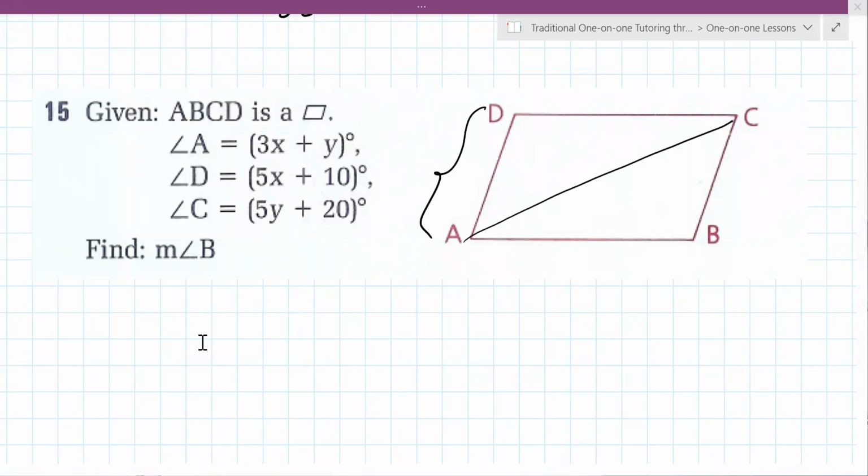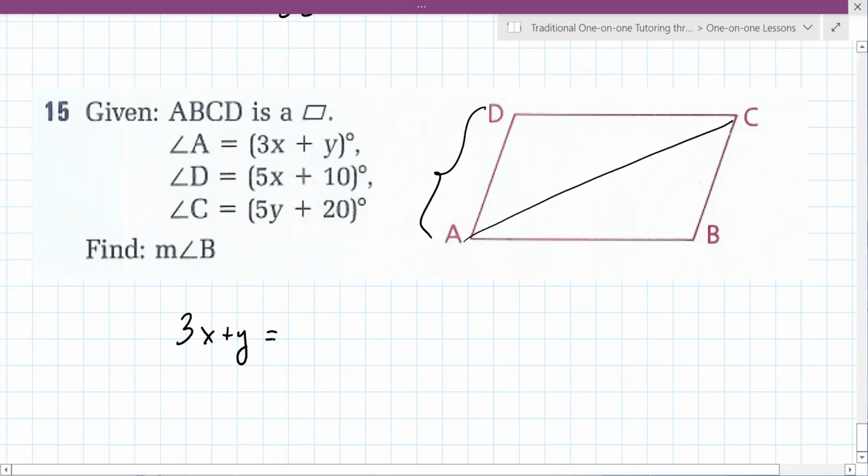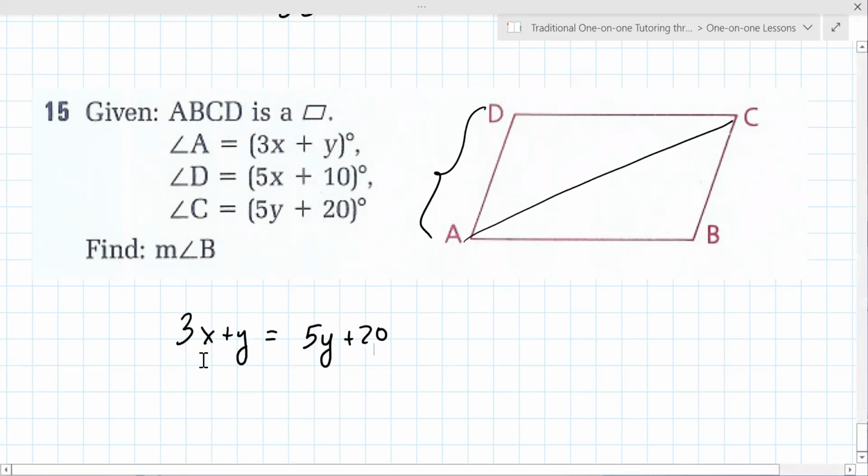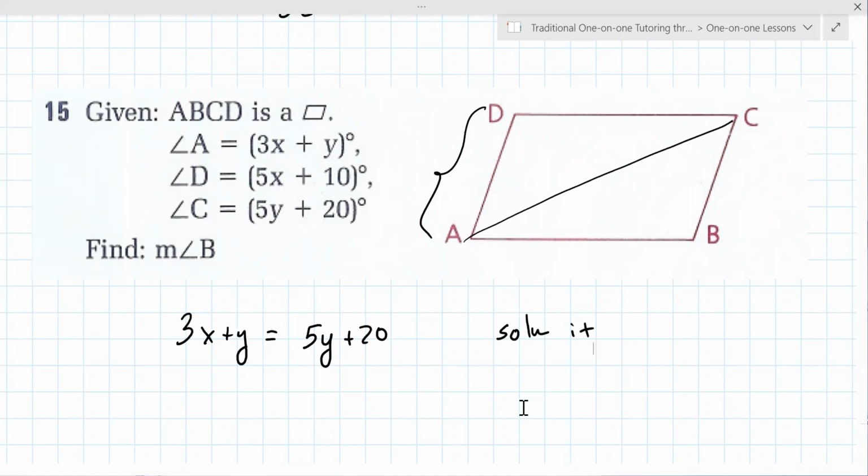3x plus y equals 5y plus 20. Okay. Now, let's say I gave you this in algebra class, what would be the problem with this equation if I said to solve it? There's two variables. Yeah, so that means you need a second equation. What will be your second equation? Just 5x plus 10. But you have to combine it with something. You can't leave it on its own. What are you going to combine it with?